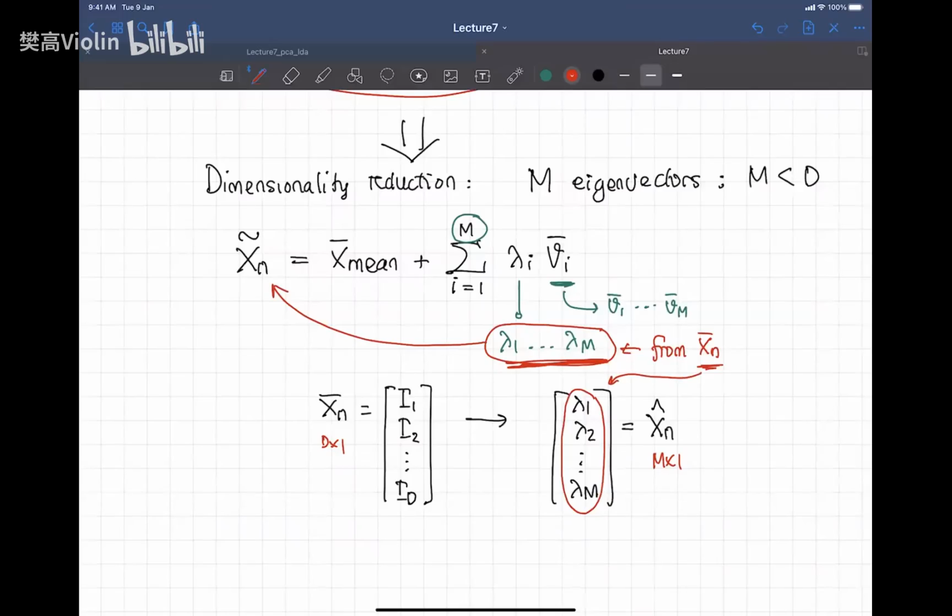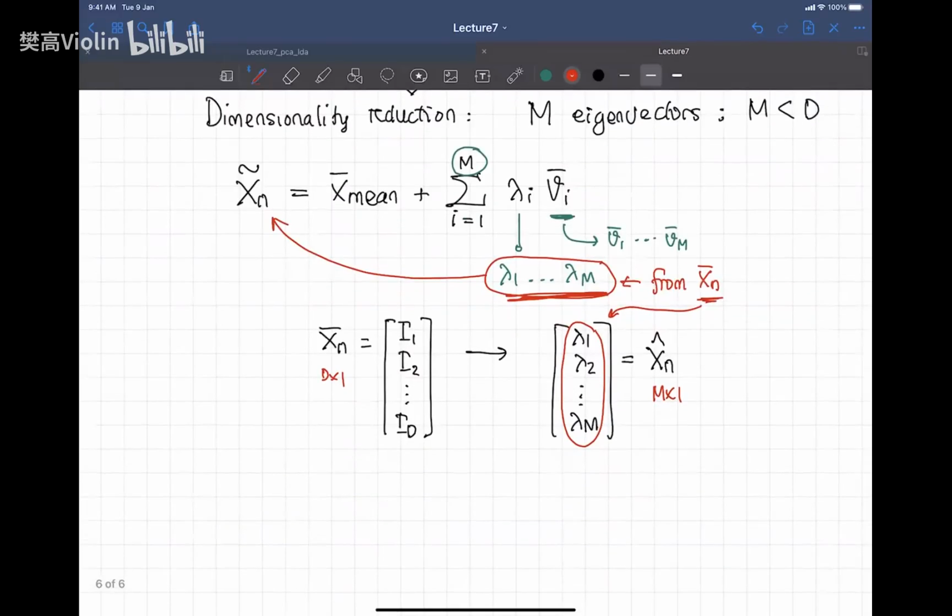So in this case, instead of using the intensity here, you can use this one to represent the intensity of your image. So this is the representation of your image now. The dimensionality of your image now is m by 1. So the representation of your image is m by 1 only. Is it clear? Any questions here?